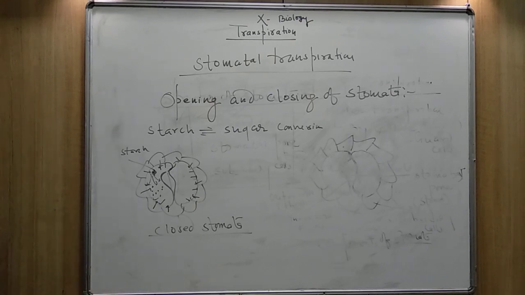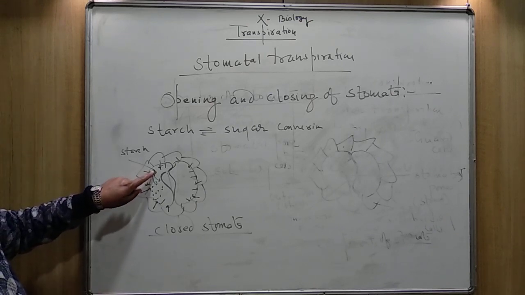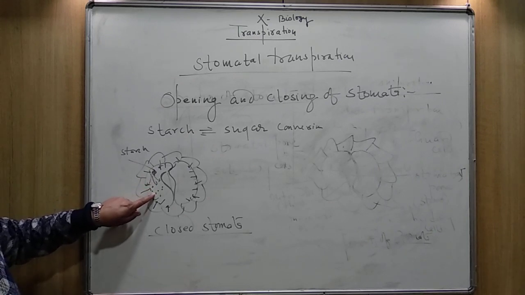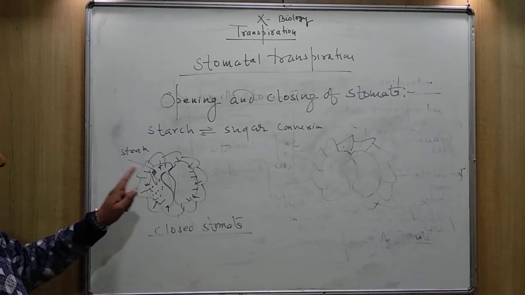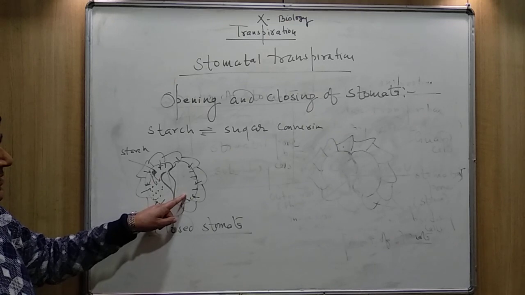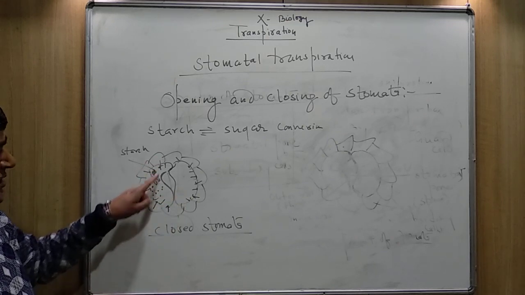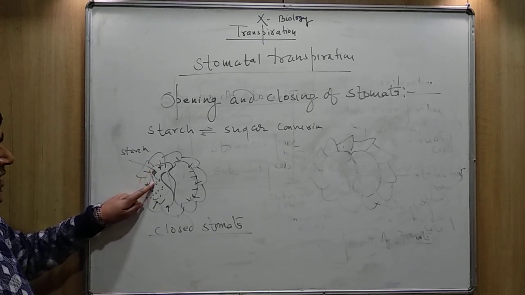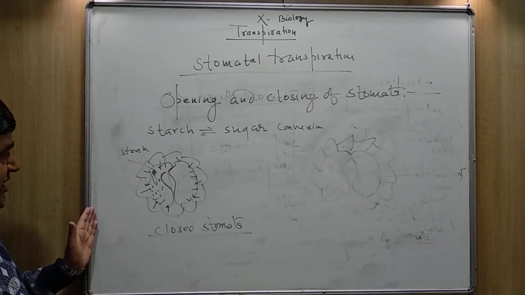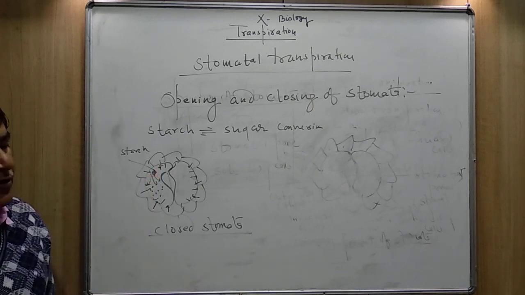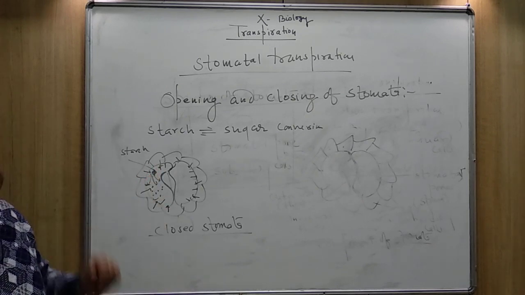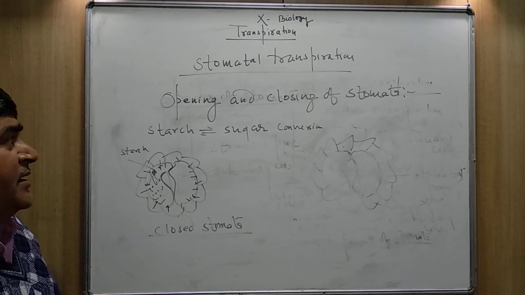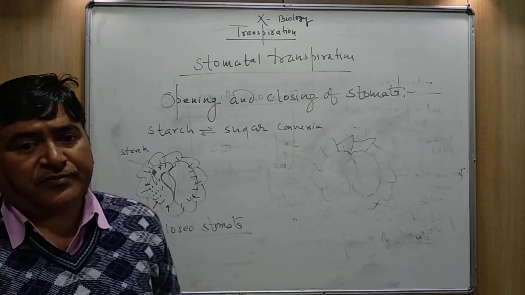So during the daytime, starch is converted into sugar. The osmotic pressure of the guard cells increases and osmosis takes place. The water moves from outside to the inside. The guard cells become turgid and the stomatal pore opens. During the night time, what happens?